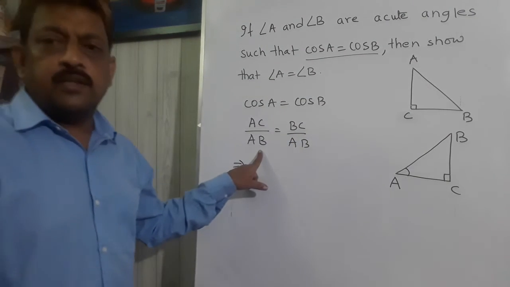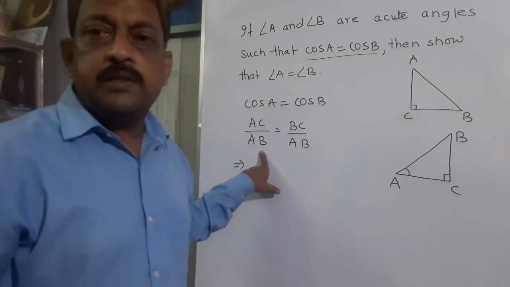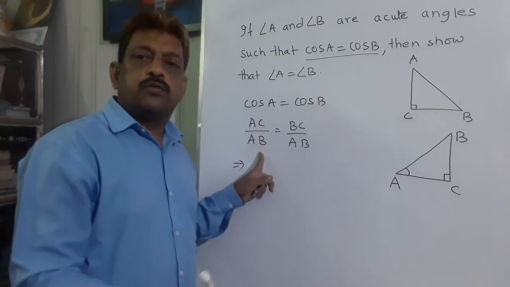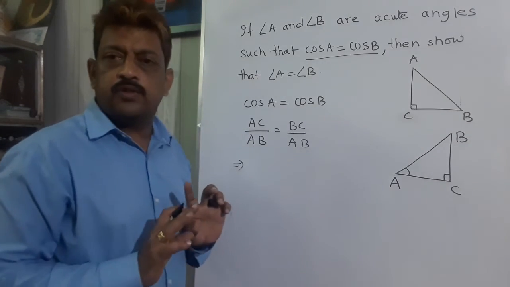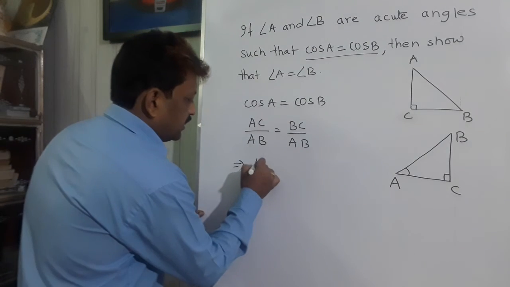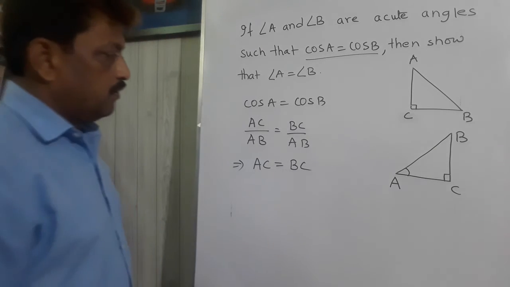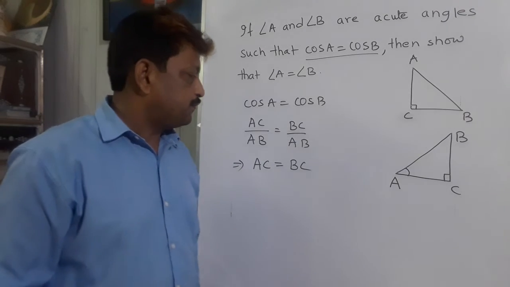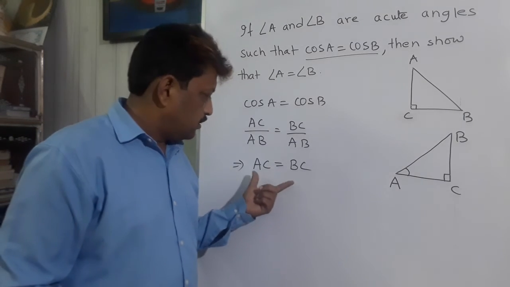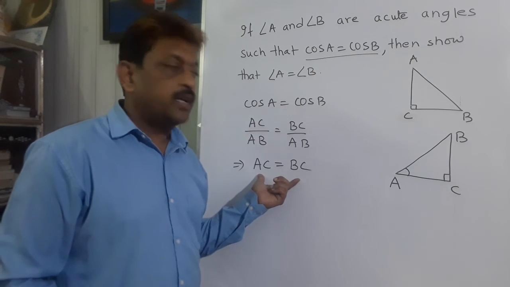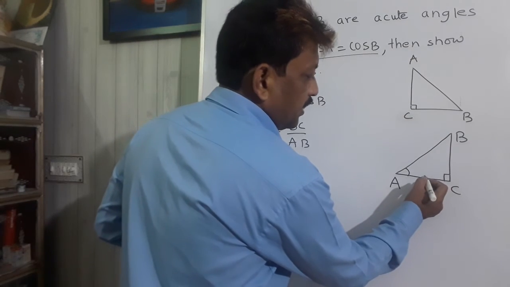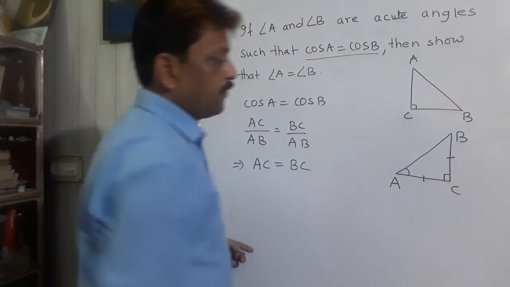Now if we cancel AB from both sides, because AB is a side of a triangle and it cannot be 0, we can easily cancel AB from both sides. Then what are we getting? We are getting AC is equal to BC. That means in this triangle two sides AC and BC are equal.